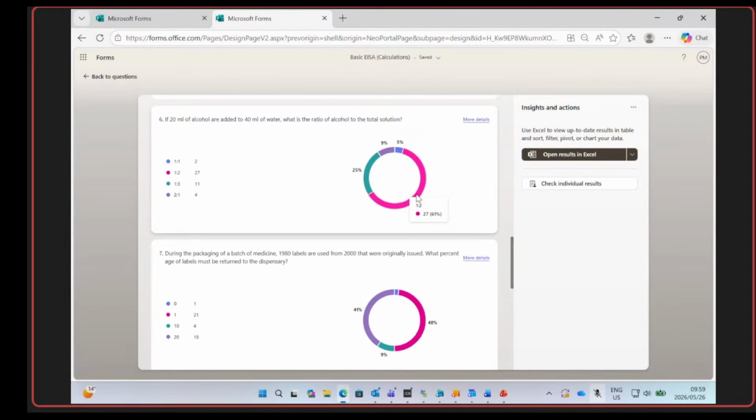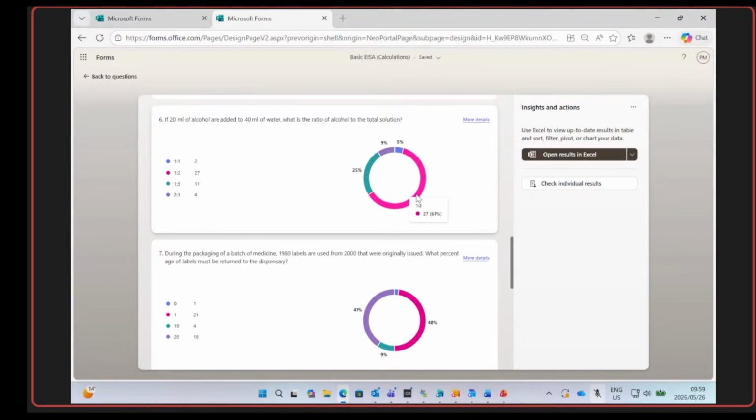And you are then calculating the ratio of alcohol to water. 20 mils of alcohol to 40 mils of water. The total solution you need to calculate as the alcohol plus the water. Please read the question thoroughly.